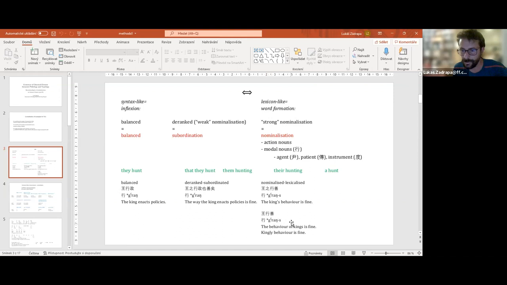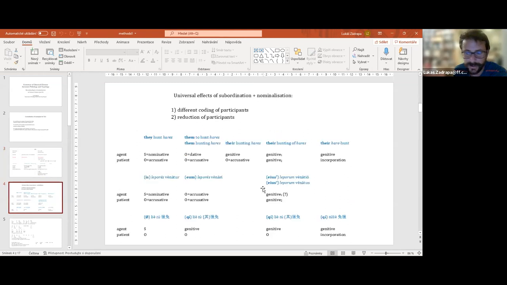We can say, of course, also Wang Xing Shan, the behavior of kings is fine. This Wang Xing tends to be a compound instead of a nominal phrase, and we could even translate this particular sentence as kingly behavior is fine. So then, this is another step in this process of de-verbalization of the original verb, to go and causatively to enact. And that is something I wanted to emphasize once again, that we have this scale, and that we maybe should speak about subordination and nominalization as separate issues.